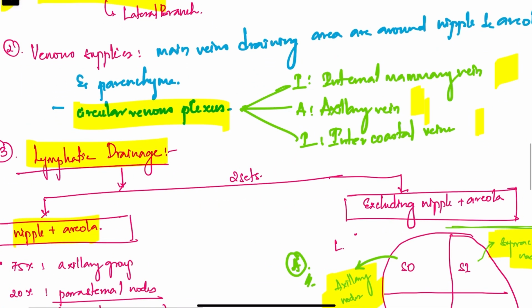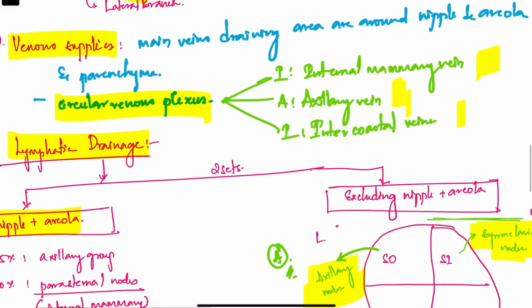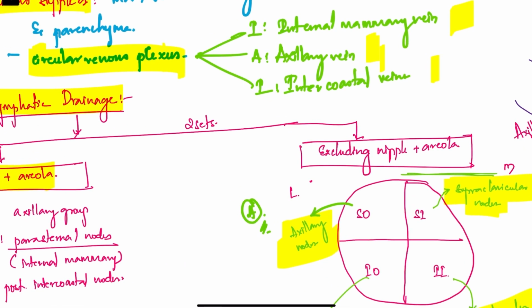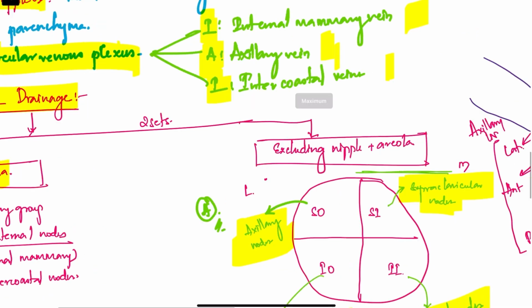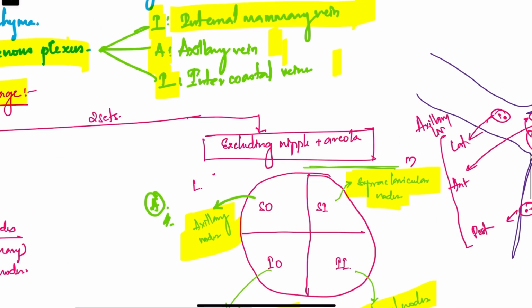Then coming to venous supply, if there is a big structure, then it should be drained by multiple veins. If multiple veins have to drain it, we call it a plexus. You'll see this in various places, even in the eye. We'll discuss more in further videos. Just remember it will be drained by a circular venous plexus. Here we have IAI: internal mammary vein, axillary vein, then intercostal vein.